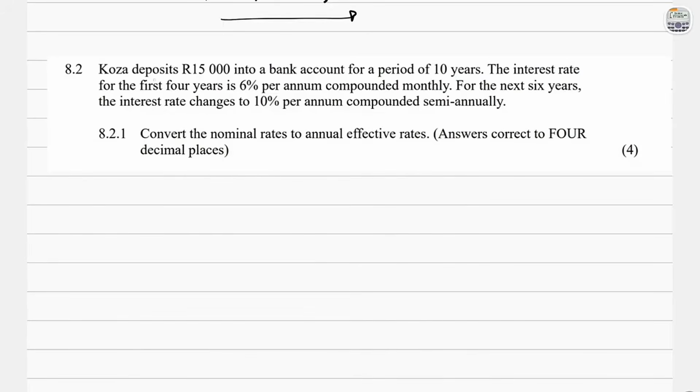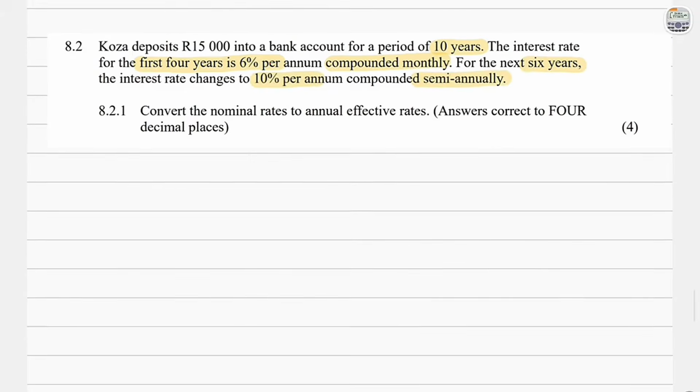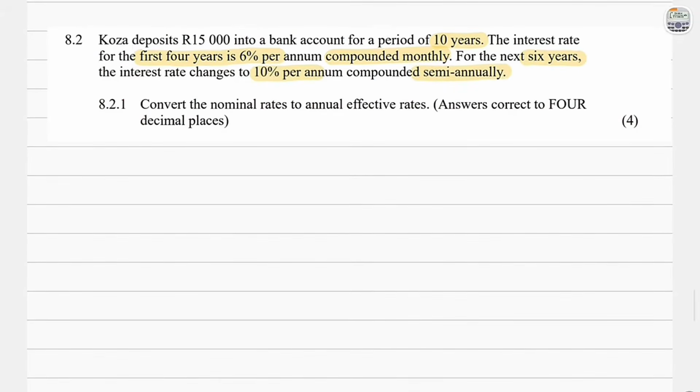Question 8.2 says, Khoza deposits 15,000 Rand into a bank account for a period of 10 years. The interest rate for the first 4 years is 6% per annum compounded monthly. For the next 6 years, the interest rate changes to 10% per annum compounded semi-annually. And then they say 8.2.1, convert the nominal interest rates to annual effective interest rates. Answer is correct to 4 decimal places.